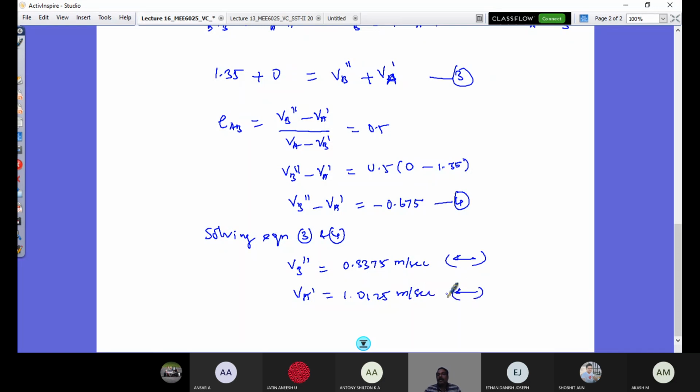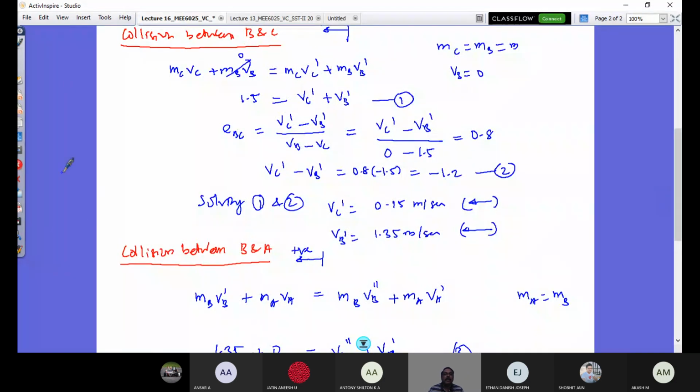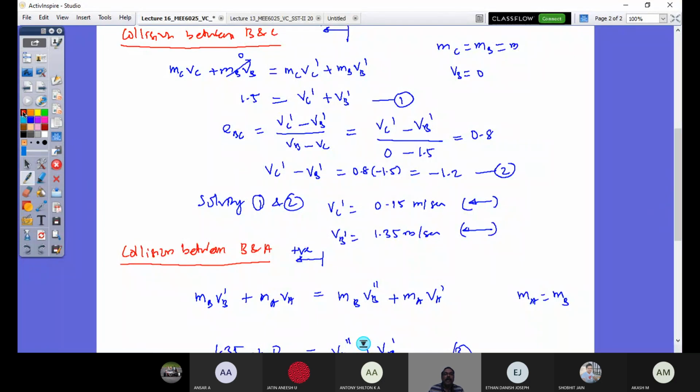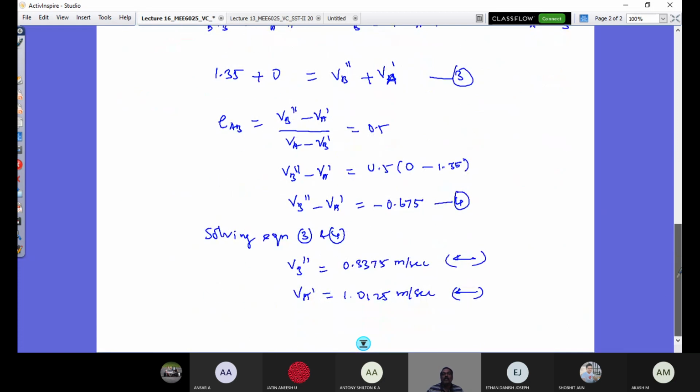Here it is to be noted clearly that in the first case, the collision between B and C, look at VB dash is greater than VC dash, because VC dash is smaller than this. So there is no possibility of VC again going and hitting it, right? So it's one hit only. VB dash is definitely going to hit it. Because of that, this ensures that vehicle B would go and collide with vehicle A. And also now we have got all the answers after the collision. So these are the two answers.